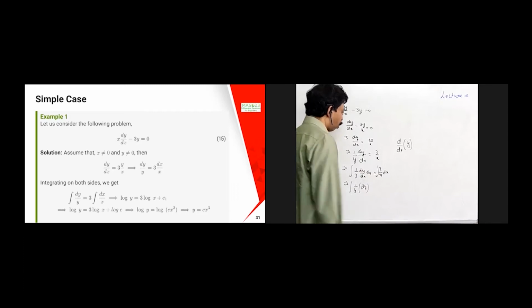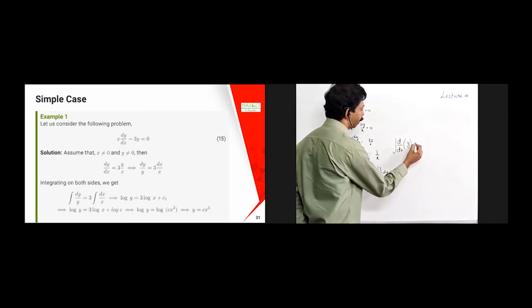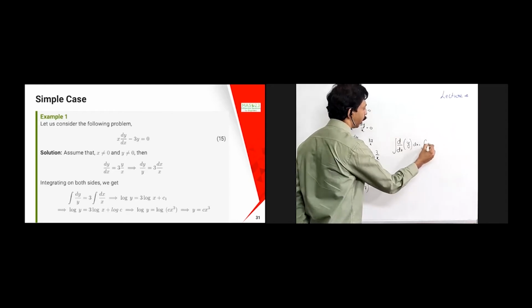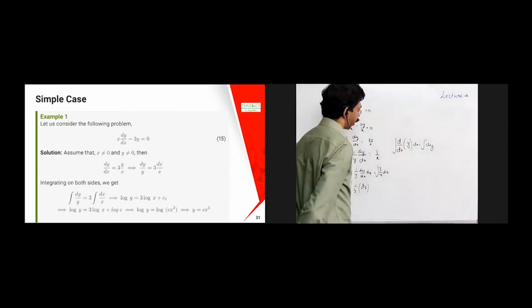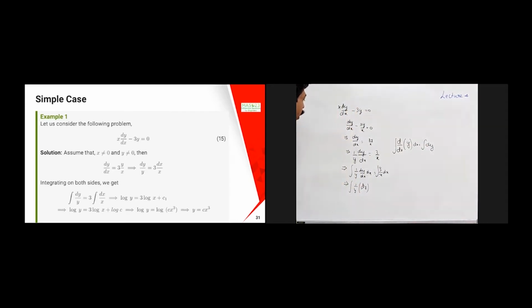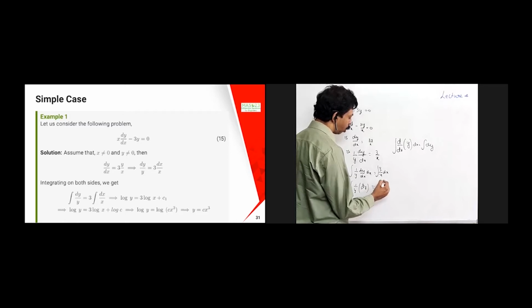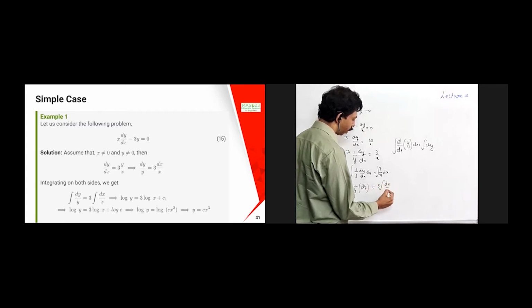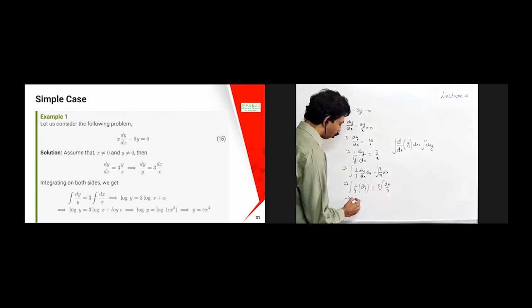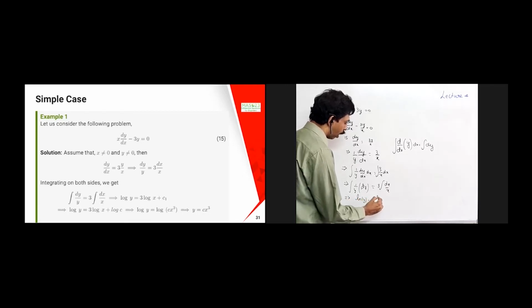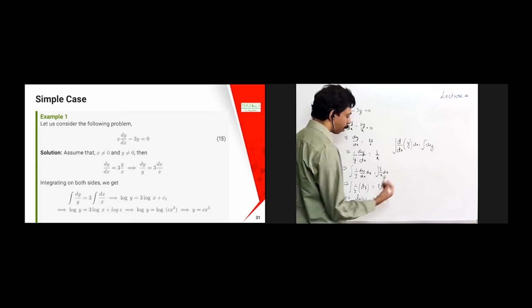Okay, so now dy by dx of dx, I can write as dy. That's what we are trying to do here. Dy by dx of y is nothing but dy. Therefore I can write this as dy by y, and this is going to be 3 into dx by x. Now what is this? This is going to be ln of mod y equal to 3 into ln of x plus some constant.